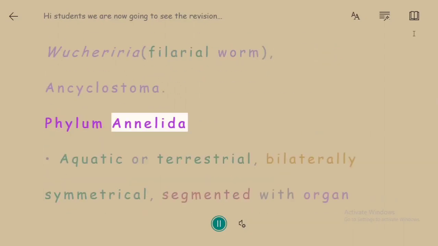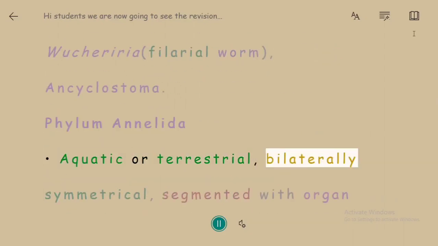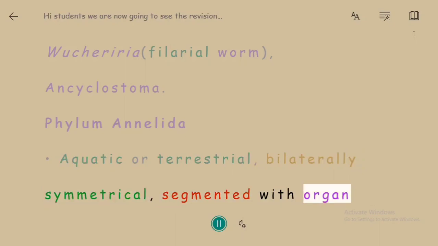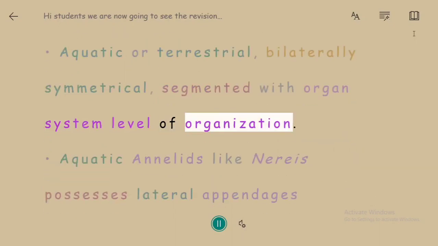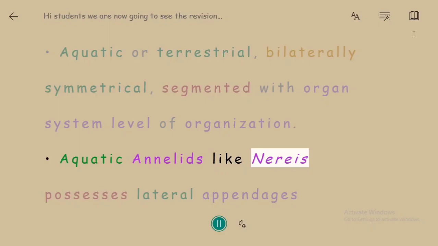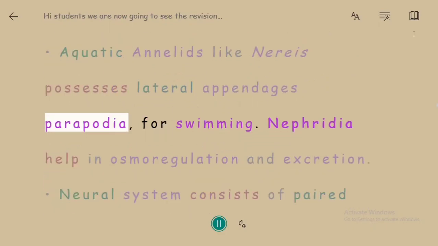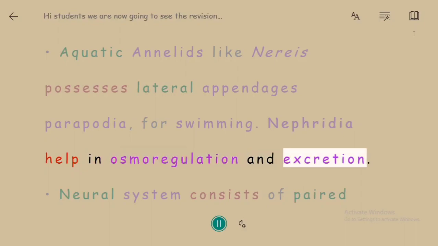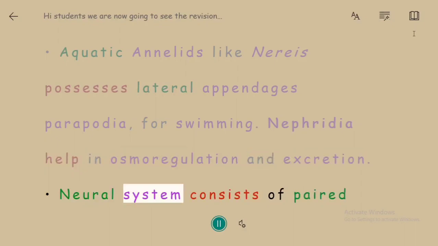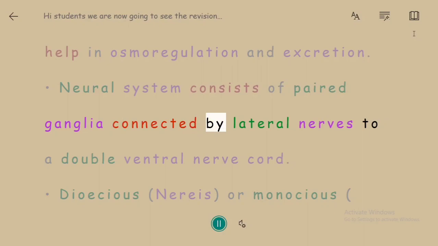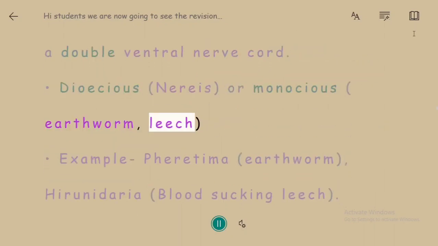Phylum Annelida. Aquatic or terrestrial, bilaterally symmetrical, segmented with organ system level of organization. Aquatic annelids like Nereis possess lateral appendages, parapodia, for swimming. Nephridia help in osmoregulation and excretion. The neural system consists of paired ganglia connected by lateral nerves to a double ventral nerve cord. Dioecious, Nereis, or monoecious, earthworm, leech. Example, Pheretima, earthworm, Hirudinaria, blood-sucking leech.